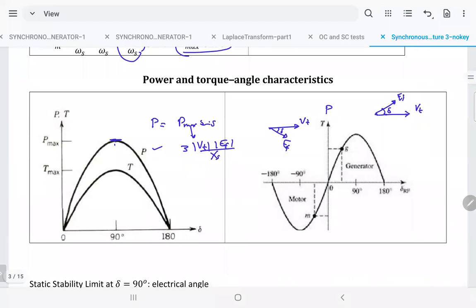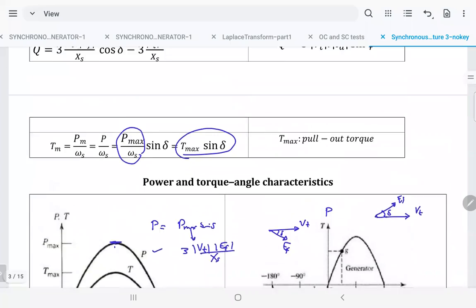And they call 90 degrees the static stability limit. What does it mean? As I explained last lecture, you cannot go beyond 90 degrees or the system will lose its stability. Right? The same thing for the torque. That's why the max torque, they sometimes call it pull-out torque.